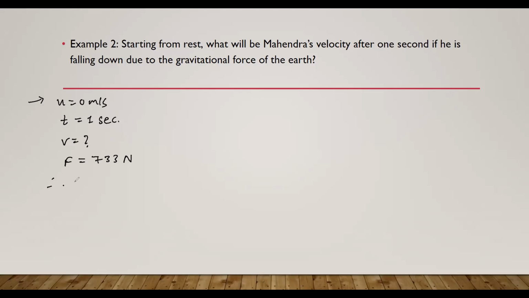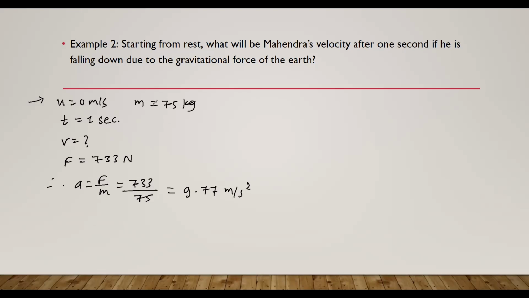Okay so acceleration is nothing but force upon mass. So force is 733 divided by mass is 75 kg, mass of the Mahindra is 75 here, हे आपण आधी पण बघितलेलं आहे. सो हे किती होईल तुमचा आन्सर, so that will be 9.77 meter per second square.